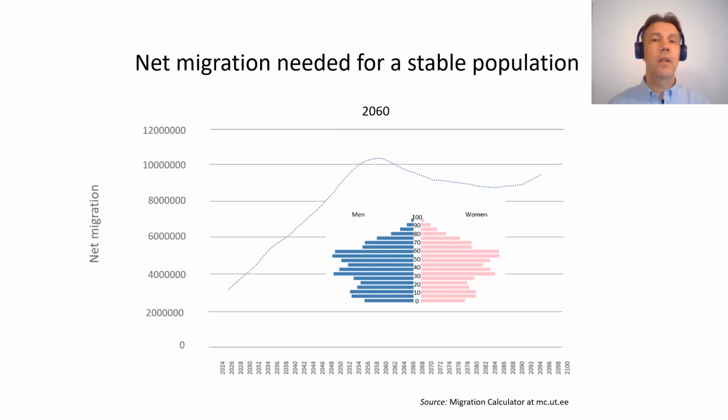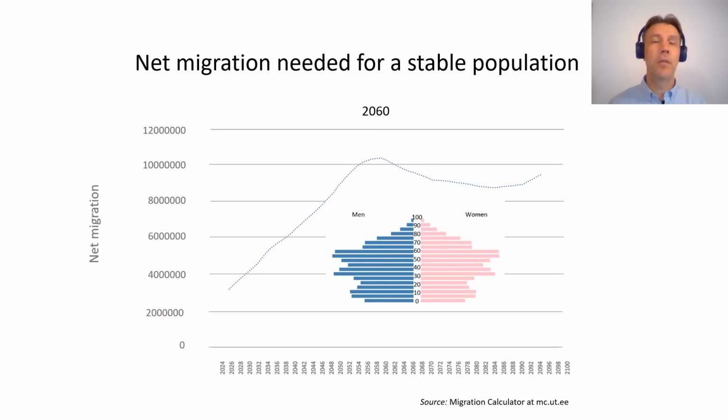We already know that without migration and at current fertility levels, the Chinese population would halve. It doesn't mean that all this loss of people should be compensated by migrants alone, because migrants also have children. So all in all, during this period, about 400 million migrants are needed to keep the Chinese population stable. Still, it's a huge number.